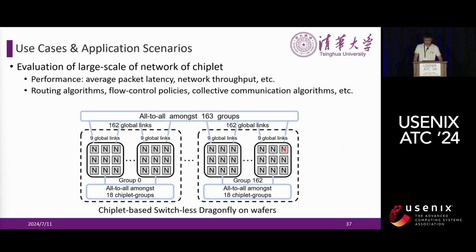The real reason why we designed a new simulator is mainly because we had trouble simulating large-scale chiplet networks. For example, we want to evaluate the performance of the chiplet-based switchless Dragonfly, which is motivated by Tesla Dojo. Though the Tesla Dojo system is already large, we propose a more high-radix way to interconnect wafers, that is the Dragonfly topology. When we wanted to evaluate the performance, the routing algorithm, and the collective communication algorithms, we found that it is really time-consuming to simulate such a large topology. So we decided to design a new simulator.